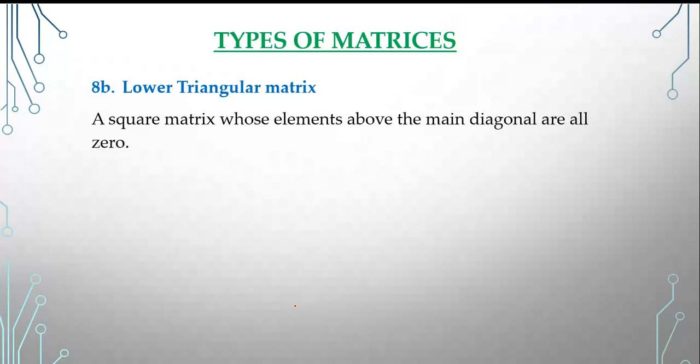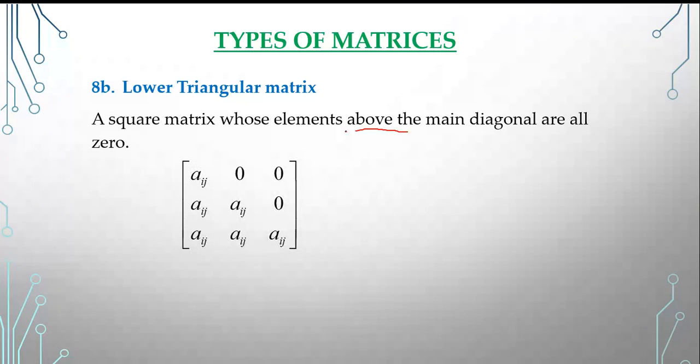So what is the lower triangular matrix? A square matrix whose elements above the main diagonal are all zero, right? So if we have, suppose, this type of matrix, here what are our diagonal elements? This is the main diagonal, and the elements above the main diagonal, these are all zero. So this is the lower triangular matrix.